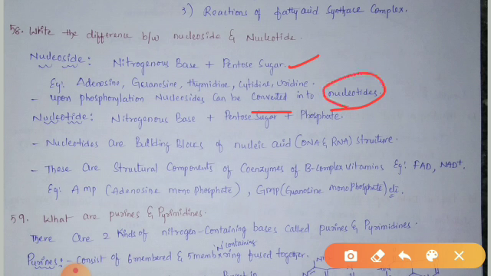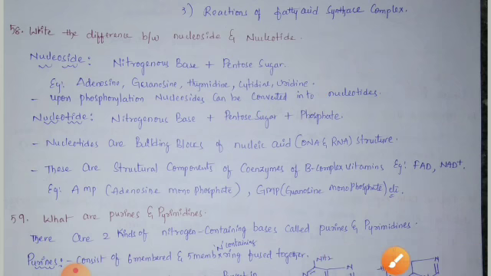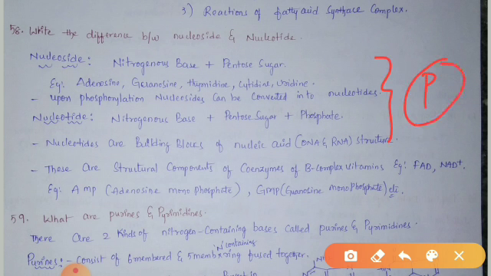A nucleotide can be defined as a combination of nitrogen base plus pentose sugar as well as a phosphate moiety. The difference between nucleoside and nucleotide is only the phosphate moiety. So the phosphate moiety is the difference between the nucleoside and nucleotide.